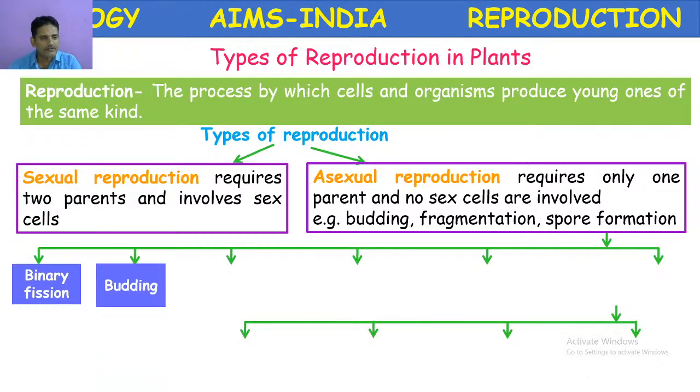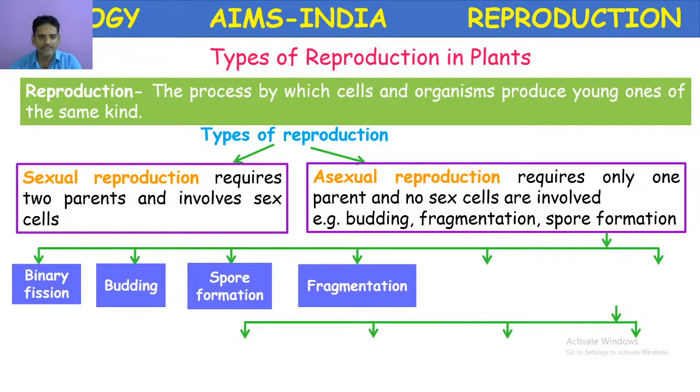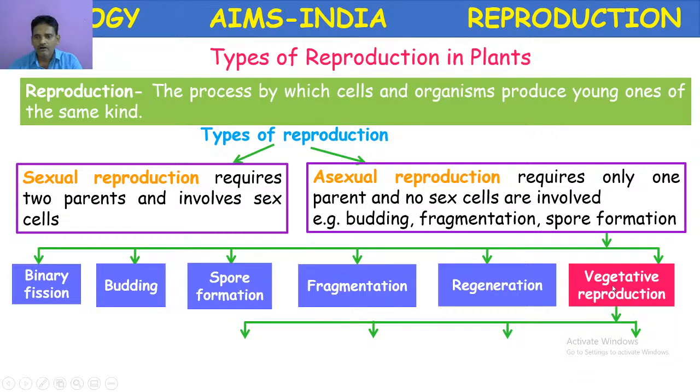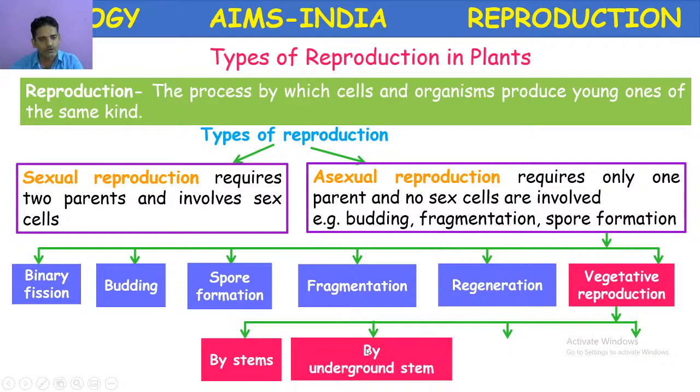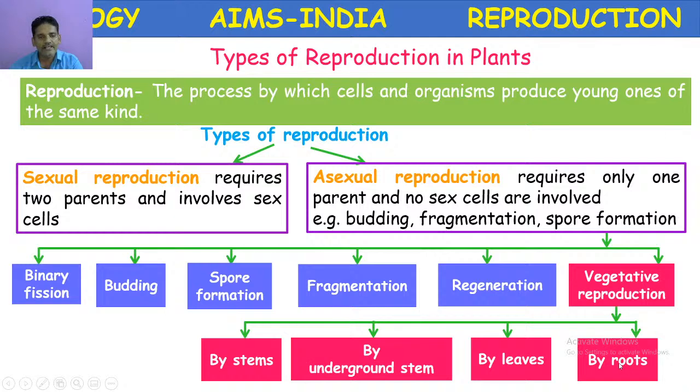Binary fission, budding, spore formation, fragmentation, regeneration, vegetative reproduction. Vegetative reproduction is also a type of asexual reproduction. Why? Because here there is no production of gametes and no fusion of gametes. That's why vegetative reproduction is also one kind of asexual reproduction. This vegetative reproduction takes place through vegetative parts of the plant, that is stem, leaves and roots.